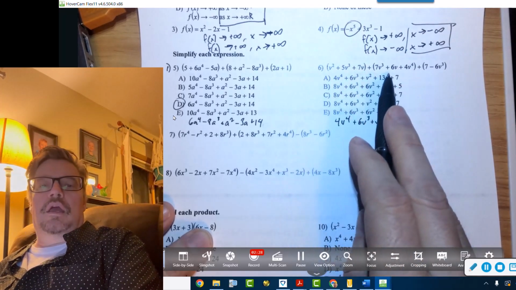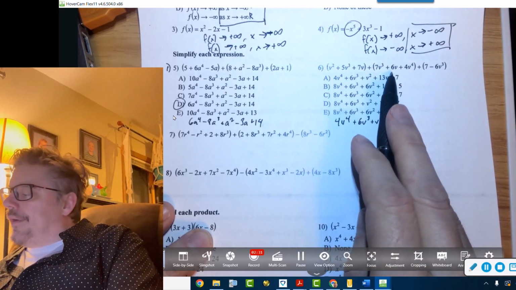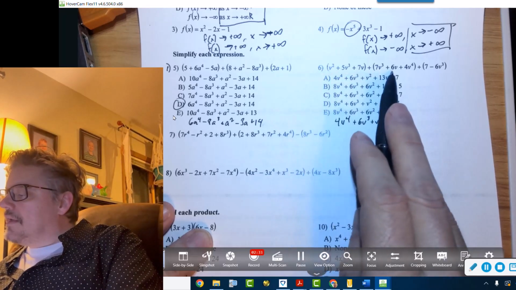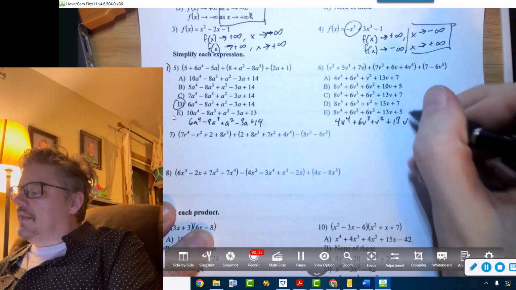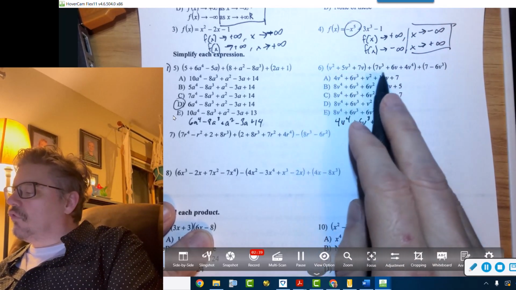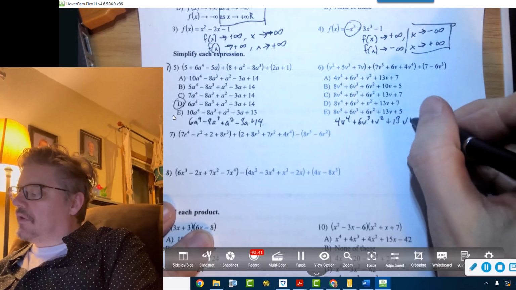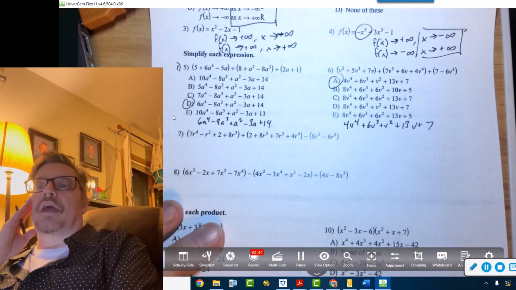13v, let's see where they get that from. 7 and 6 added together is 13v. And then finally, there's just 7 by itself. So the answer is obviously A. Again, they won't be that easy.